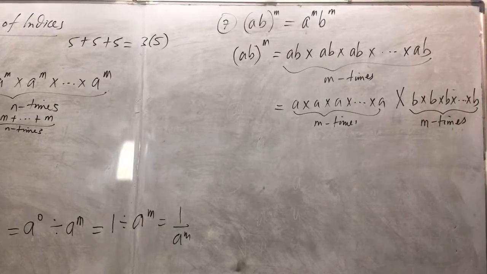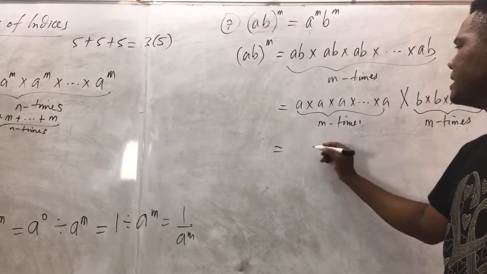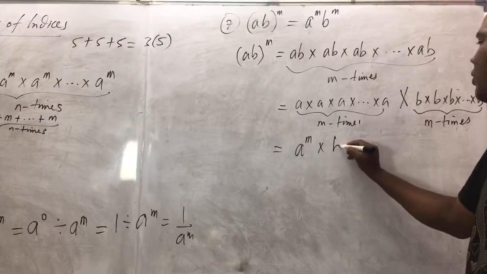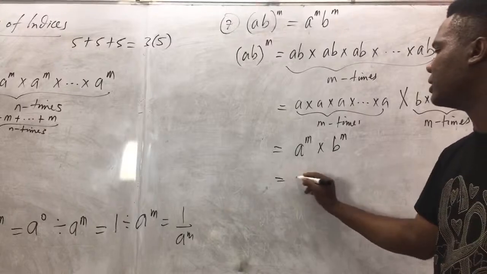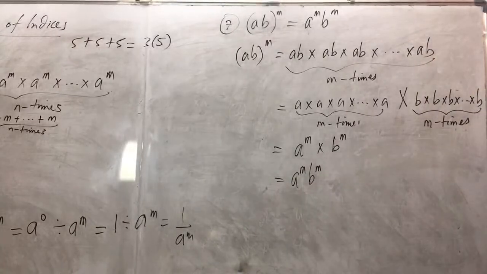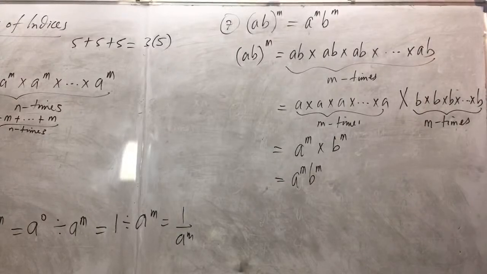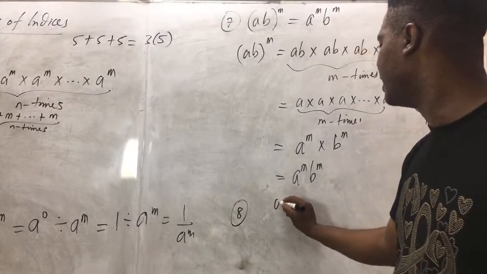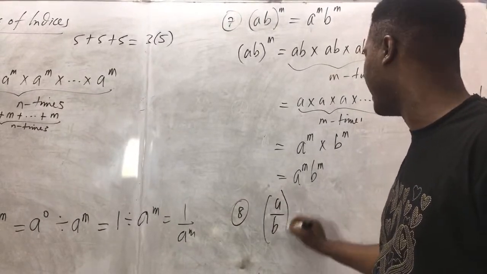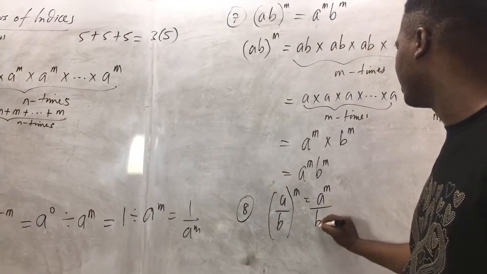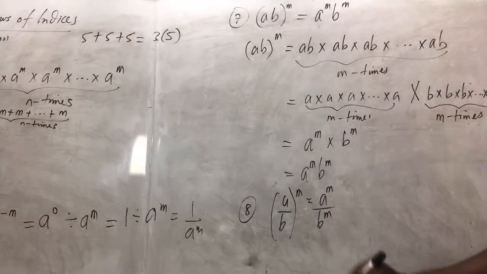Okay? Now, if you express this in index form, this will be a raised to power m. If you express this in index form, this will be b raised to power m, which can be written as a raised to power m, b raised to power m. And that proves law number 7. Now let's come over to law number 8. A similar logic follows for law number 8. (a over b) raised to power m is equal to a raised to power m over b raised to power m. So how do we prove this?